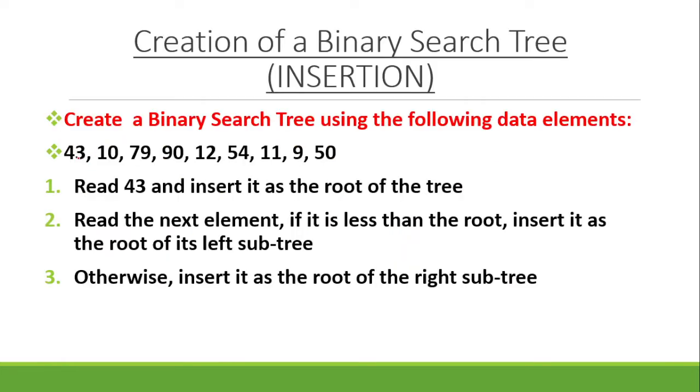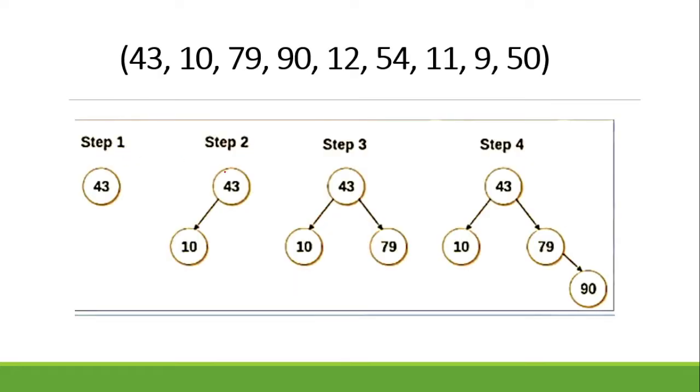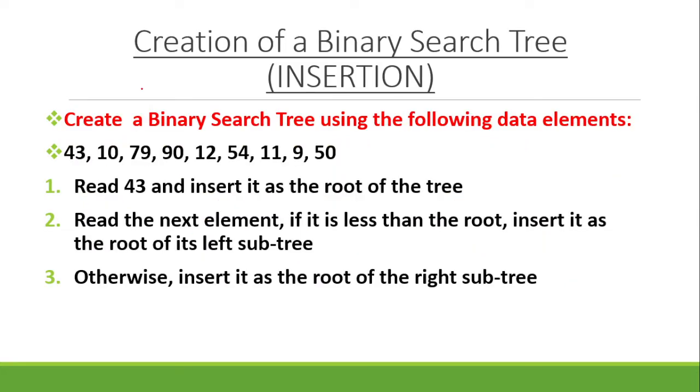Next value is 10. So 10, is it lesser or greater than 43? It is lesser. So where should it go? It should go to the left subtree. So I added the value 10. That node is added as the left child of the root node. Why? Because it is smaller than 43. Move to the next value.